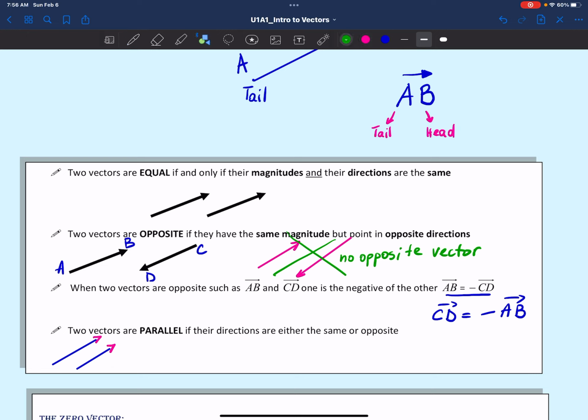Here we have another set of vectors. They go in opposite directions, but they're still parallel, right? And let's make up one more example. We have two equal vectors. They're always parallel. And two opposite vectors also are always parallel to each other.